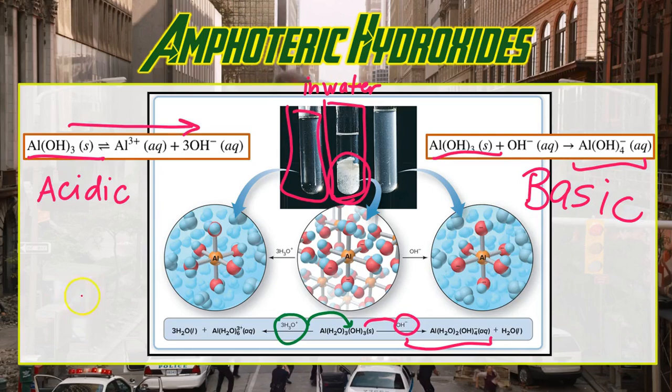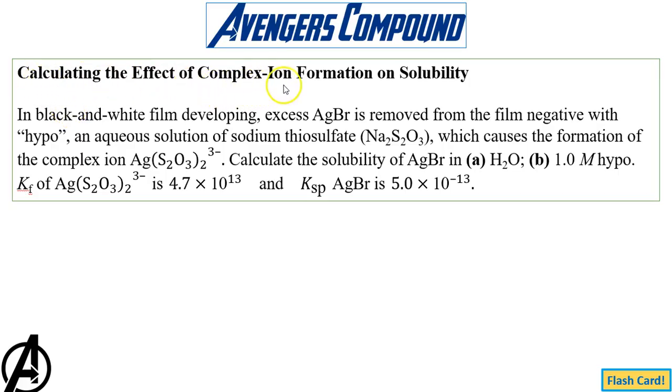Now let's head to the Avengers compound for our final example for this lecture. So it says we're going to be calculating the effect of a complex ion formation on solubility. In black and white film developing, excess AgBr is removed from the film negative with hypo, an aqueous solution of sodium thiosulfate, which causes the formation of the complex ion Ag(S2O3)2 3-. We are to calculate the solubility of AgBr in A, water, and then B, a 1.0 molar hypo or sodium thiosulfate solution.